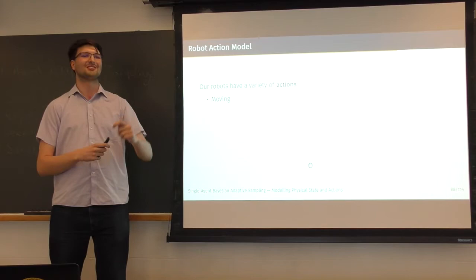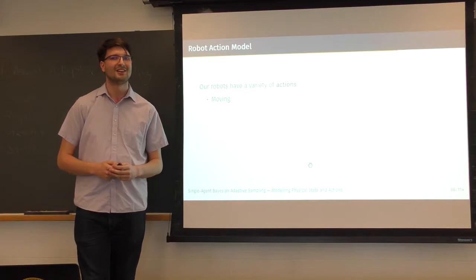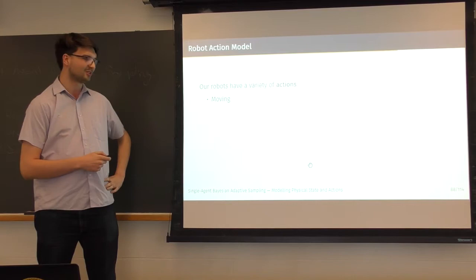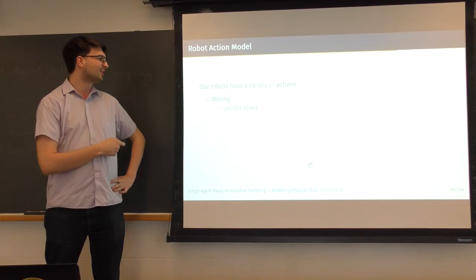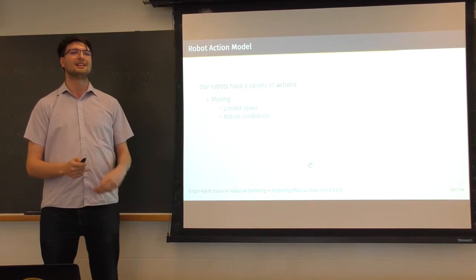Is there an angle for where the robot is heading? No, we're not going to consider a robot heading, but this will come into the action model. So we're going to assume robots in general have a lot of different actions. They're able to move around, but you should consider the fact that they have limited speed and that there are often motion constraints. So actually this ties into your question.